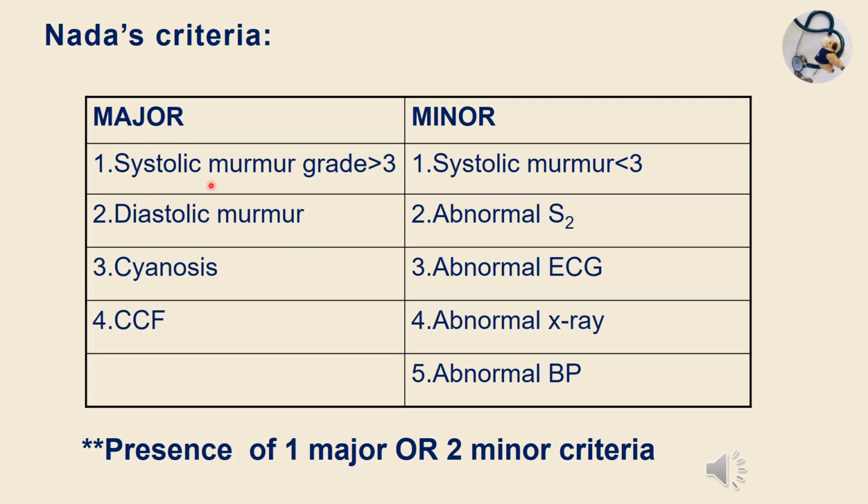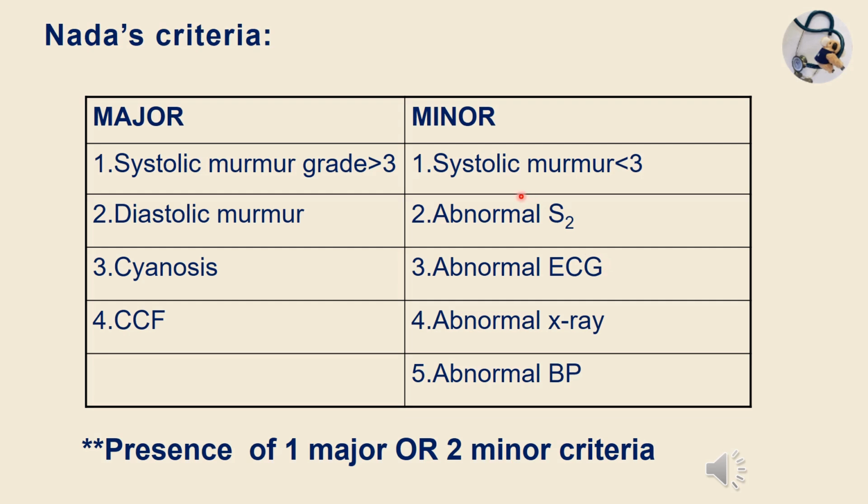The major criteria are: number 1, systolic murmur grade more than 3, that is systolic murmur with thrill. Number 2, if the child is having a diastolic murmur, it is always pathological. Number 3, cyanosis, and number 4, congestive cardiac failure. So if the child is having features of heart failure, you have to suspect heart disease.